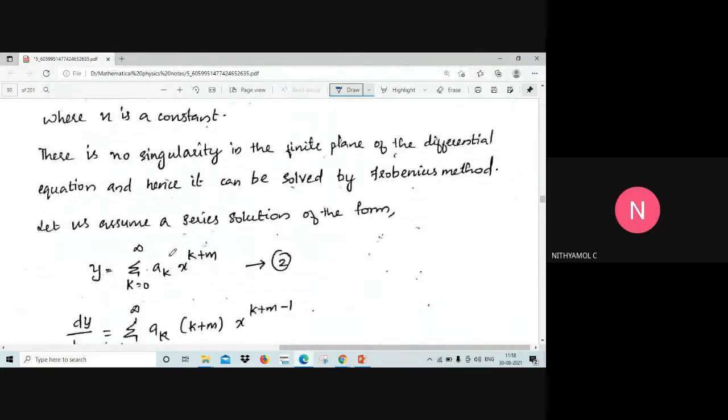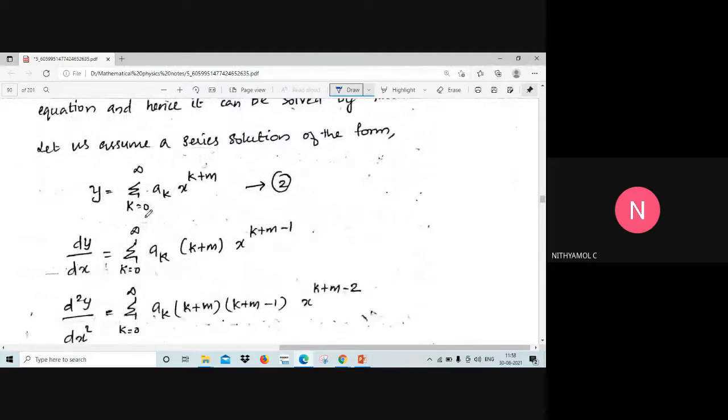Let us assume a series solution of the form y is equal to summation over k is equal to 0 to infinity of a_k x to the power k plus m. Class, when we studied the Frobenius method and the Bessel differential equation, I used lambda instead of k, and j instead of m. Anyway, no problem, you can use any symbol. In the previous class I used lambda; here I used k. There is no other difference. The solution has this form.